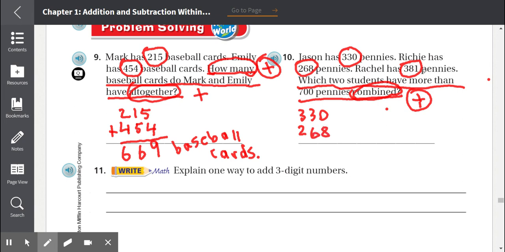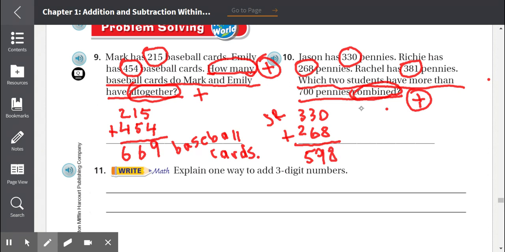And then let's start with the ones place. 0 plus 8 is 8. In the tens place, 3 plus 6 is 9. Then to the hundreds place, 3 plus 2 is 5. So Jason and Richie, so I'll put J R, had 598 pennies combined. So let's see, that doesn't add up to more than 700.